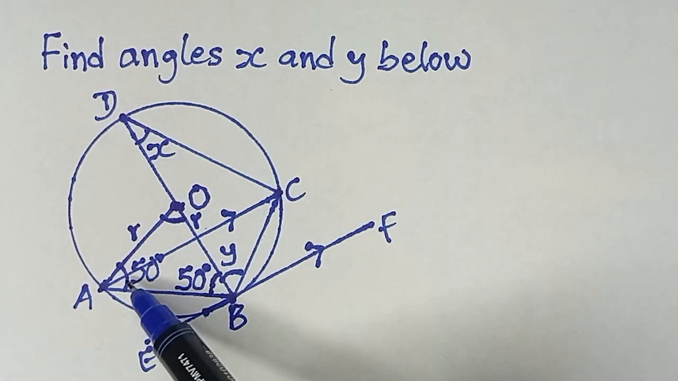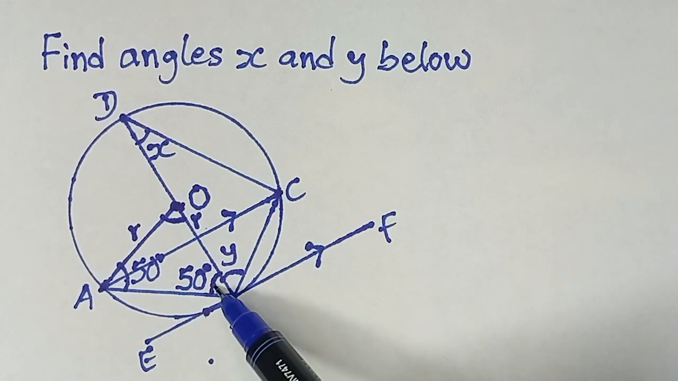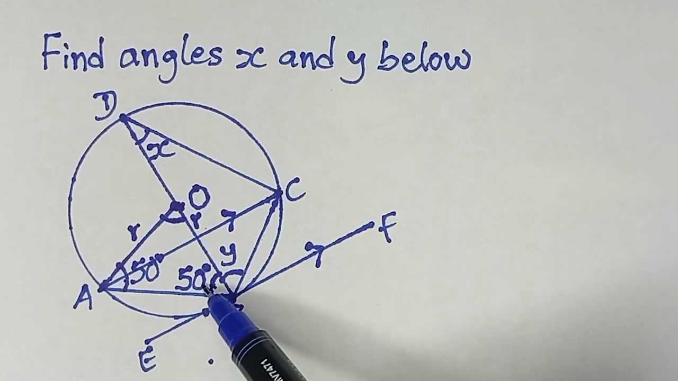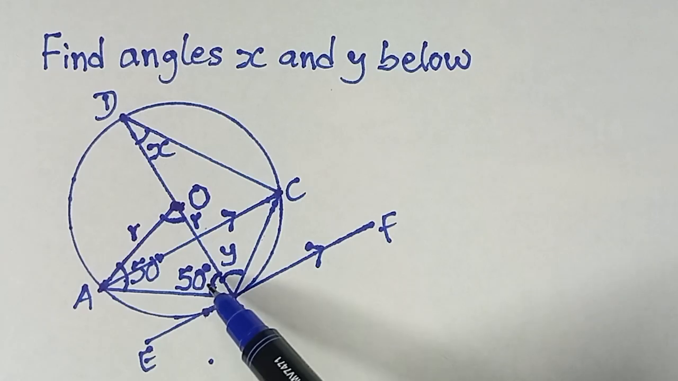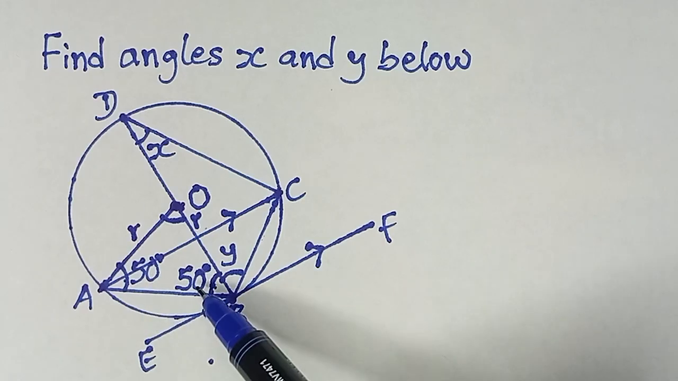AOB, this is 50 and this is 50. The two of them added together, we have 100. 50 plus 50 is 100. So we subtract 100 from 180. So 180 minus 100 will give us 80 degrees.